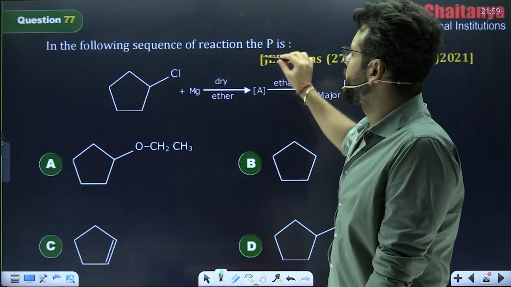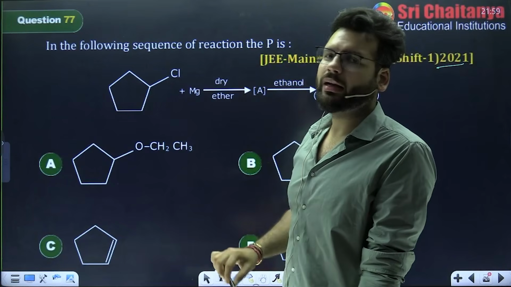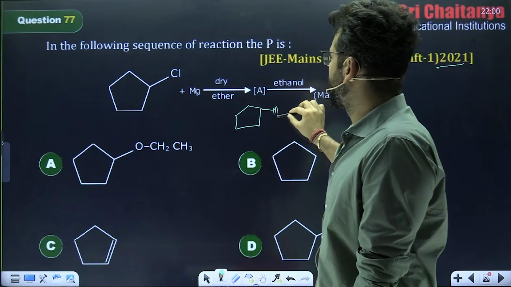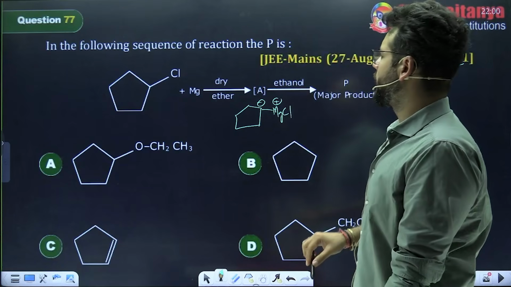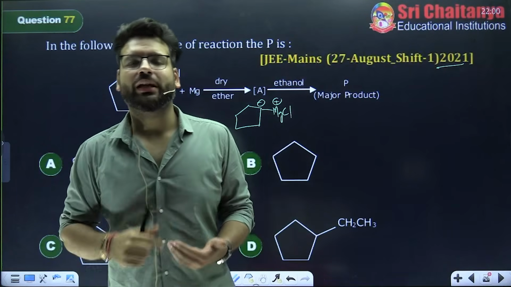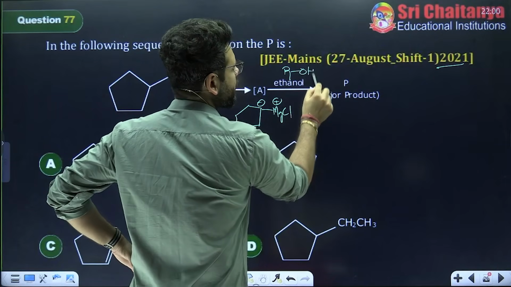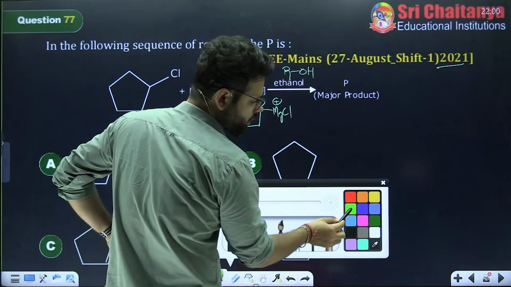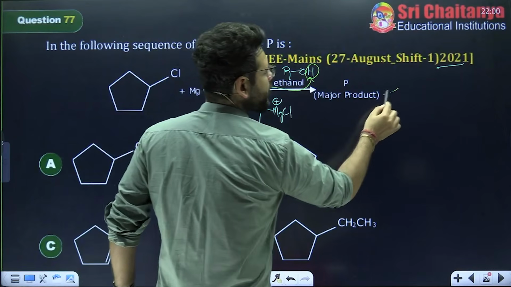Next one, what is product P? A 2021 question. Mg with the alkyl halide gives you what? It gives you a Grignard reagent, which will look like this: MgCl, partial minus, partial plus. Then you are putting ethanol. Ethanol with Grignard reagent: ethanol is just the acidic compound which will provide you an H positive. The Grignard anyway cannot do anything else to the ethanol. There is no unsaturation. So this Grignard will just go and collect this proton, giving you cyclopentane.